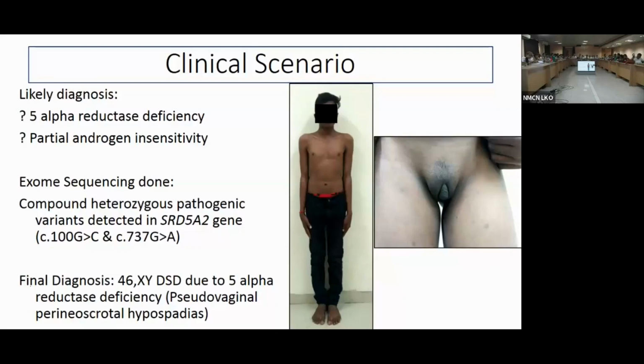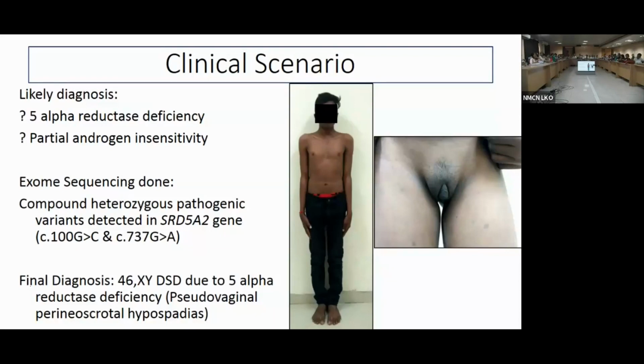Now in the pre-lunch session, we had a lot of discussion about sex of rearing, what to do, all of that. So this individual was reared as a female till about 15 years of age. Then once they found out that the person was actually a 46XY individual with testes, the parents wanted to change the gender to male. And of course, I think the individual also was probably consulted in that matter, but it was the parents who were very keen on continuing as a male.